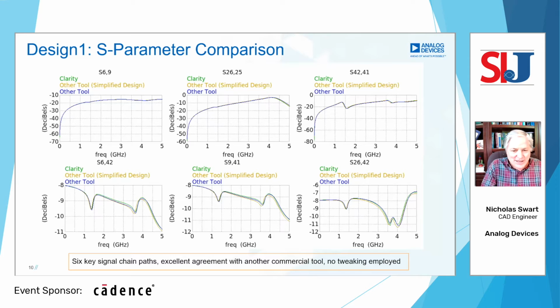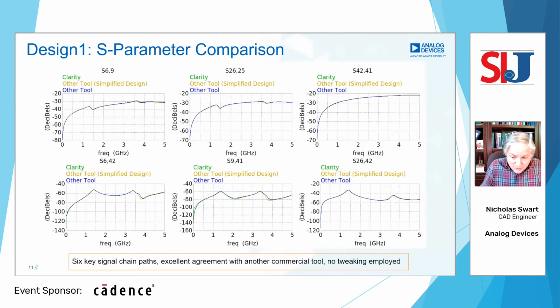And I'll show you another slide here of results. Again, just some more S parameters. And you can see that, again, the agreement is really excellent. So this was comforting, to see such good agreement right out of the box without a lot of tweaking having to be done, either with the other tool or with Clarity. Okay, and I'm showing you a very small subset of the accuracy and analysis we've done in comparison with other tools. And in every case, we've seen good agreement like this.